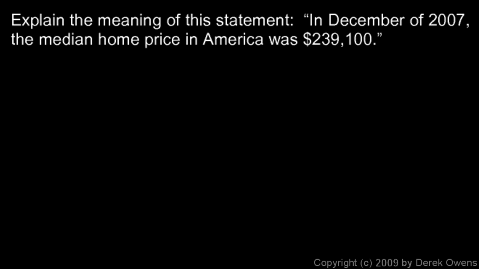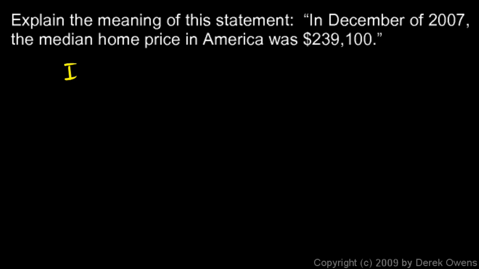In this example, we're told, explain the meaning of this statement. In December of 2007, the median home price in America was $239,100. Okay, the median home price was that. Okay, what does that mean? Well, there are a lot of houses in America that were bought or sold in the year 2007, and if you were to arrange all of those by order of price, the one right in the middle would have a price of $239,100. So another way to say that is to say that exactly half of them would be priced below that amount and half of them would be priced above that amount.